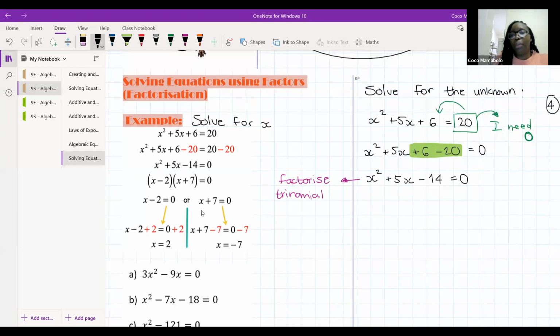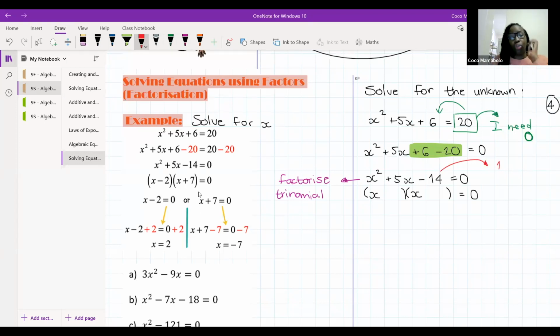It's a trinomial. So I'm going to open 2 brackets is equal to 0. I already know that the factors of x squared are going to be x and x. And then I'm going to have to find factors of 14, guys, that are going to give us positive 5 when added together. Yes, Palisa? Ma'am, the factors of 14 are 1, 2, 7, and 14.